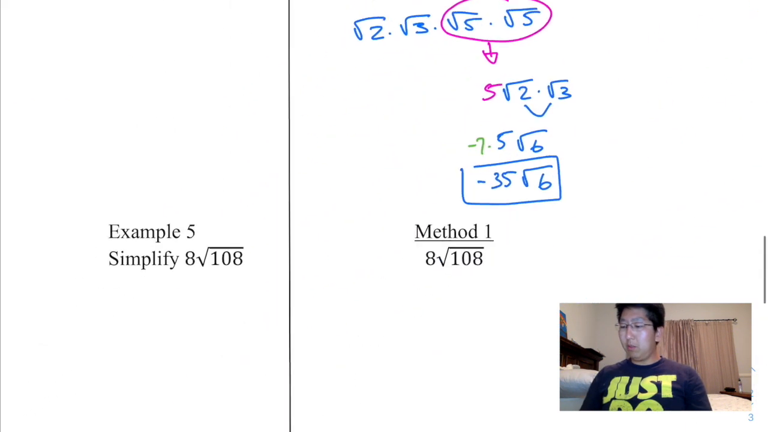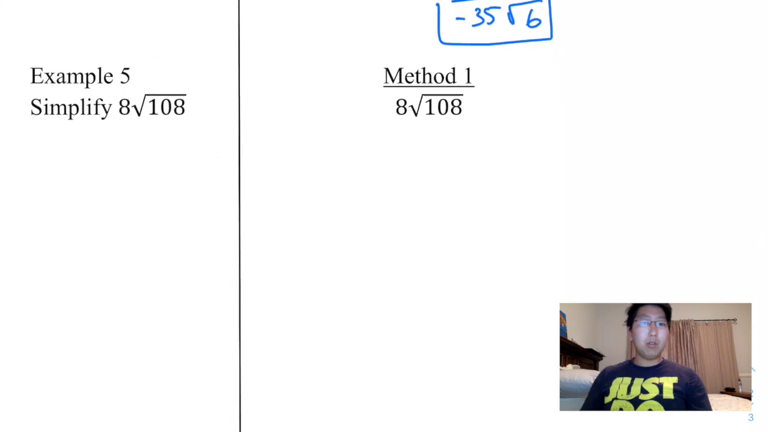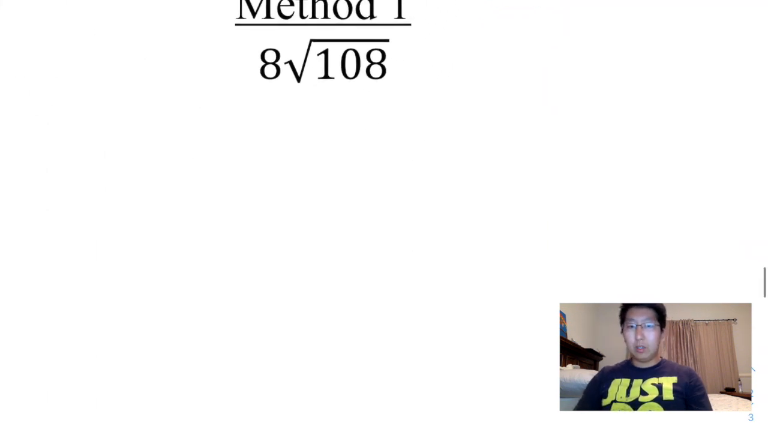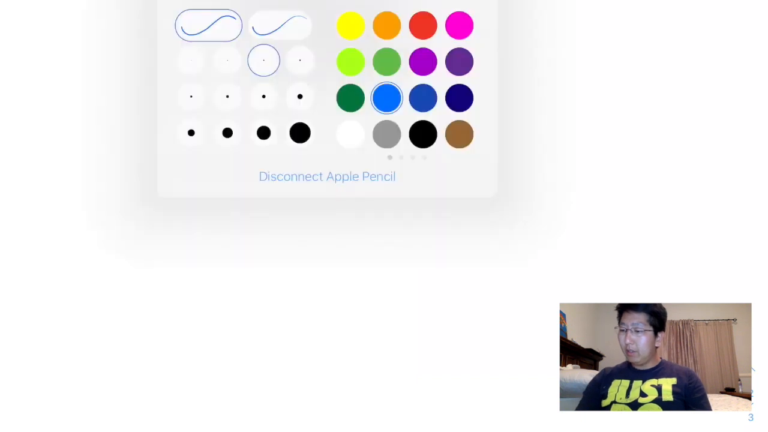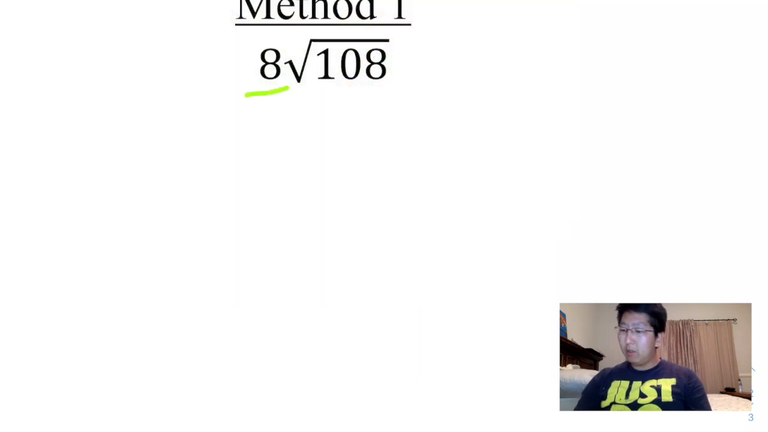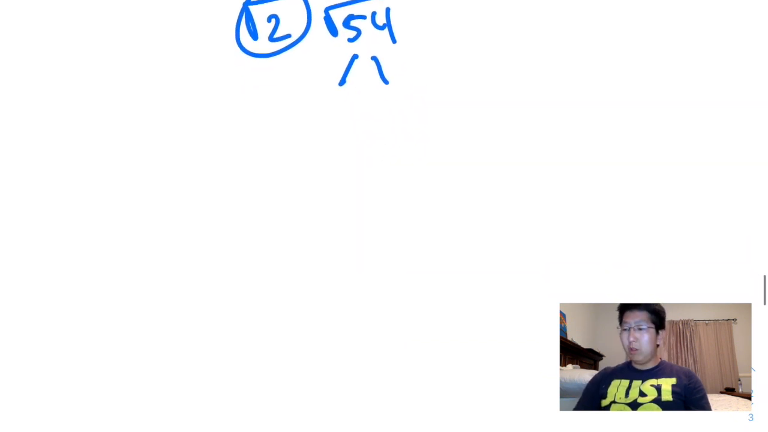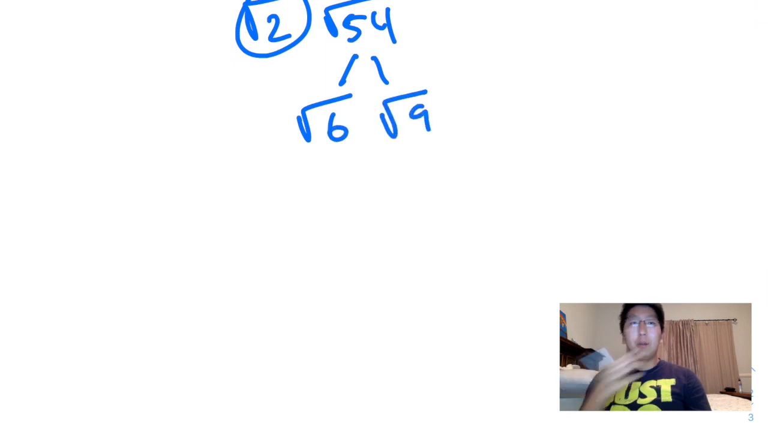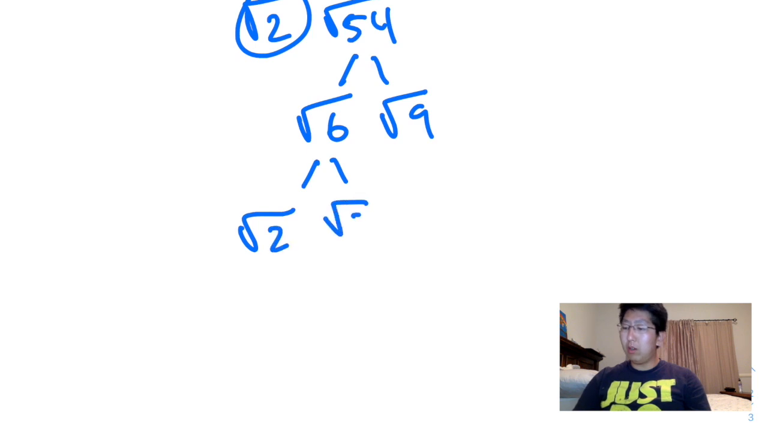Here's our last example. 8 square root of 108. So here we're going to take our 8. We'll save that for now. And let's break this up. 108. We know that that's an even number. Okay. So we could break that up to 2 and 54. 2 is a prime number. 54 we could break up to square root of 6 times the square root of 9. And then 6 can break up to square root of 2 times the square root of 3. And here we have square root of 3 times square root of 3.